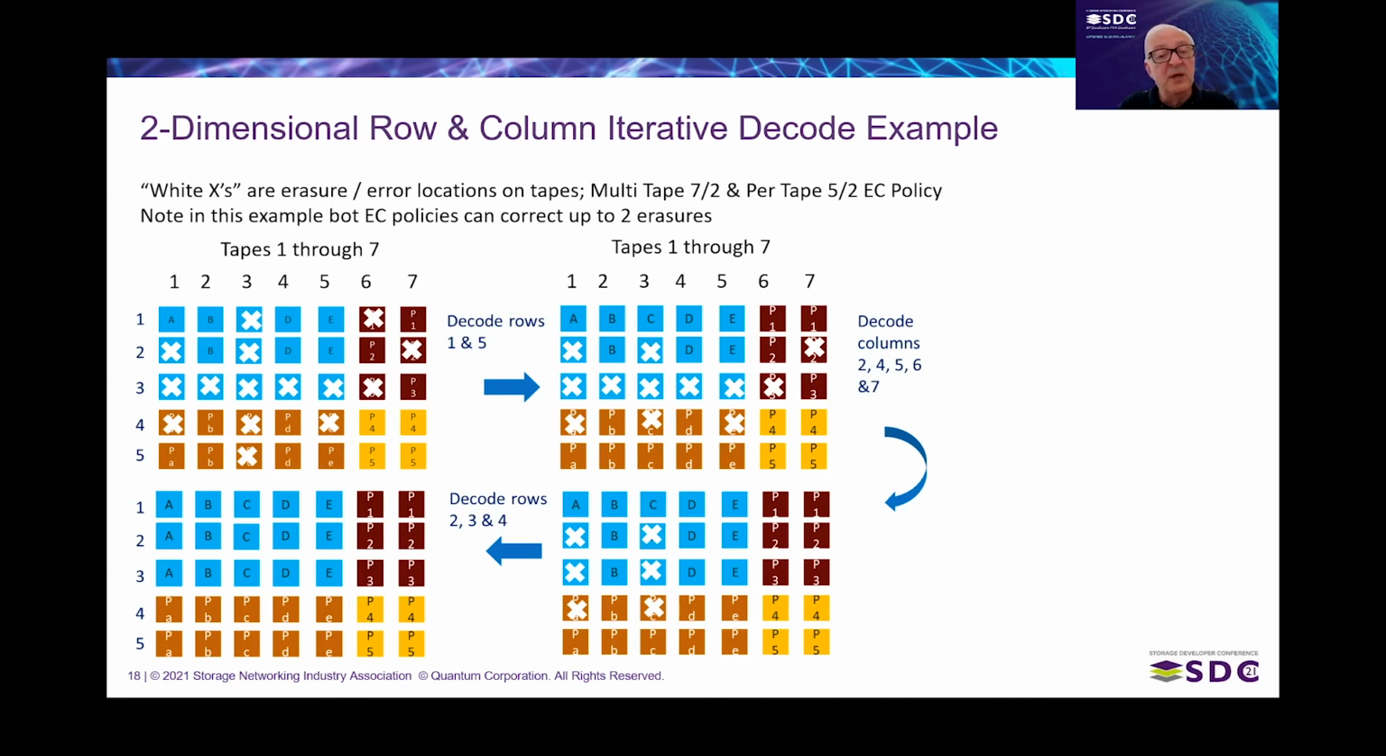So now what we do is, first we decode rows 1 and 5 and correct the errors. Then we decode columns 2, 4, 5, 6, and 7. We end up with 6 errors, marked with X's, in the bottom right corner: 3 on tape 1, 3 on tape 3. Now I decode rows 2, 3, and 4, and I get the file. As a result, I do a row, column, row type of iterative decoding to calculate my file when I have a massive number of errors, where the system can still recover the data.